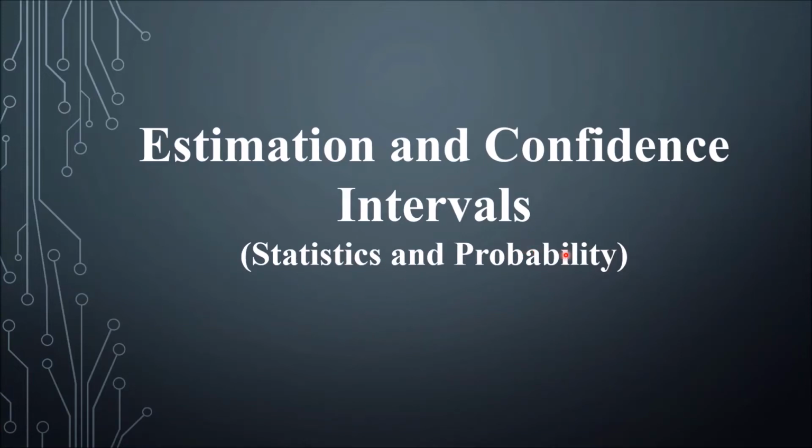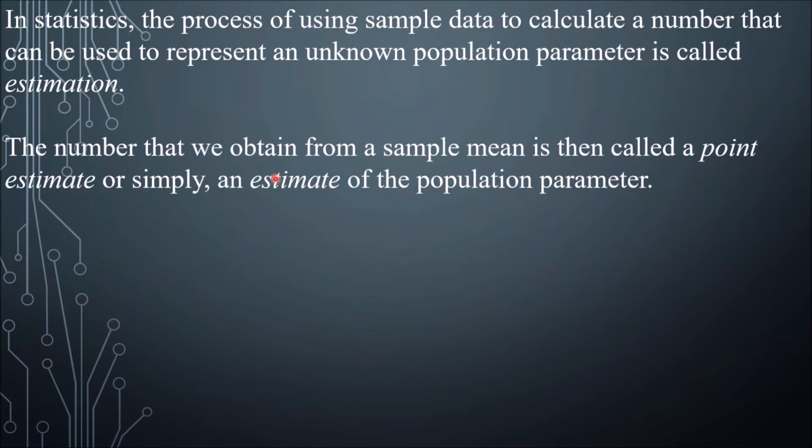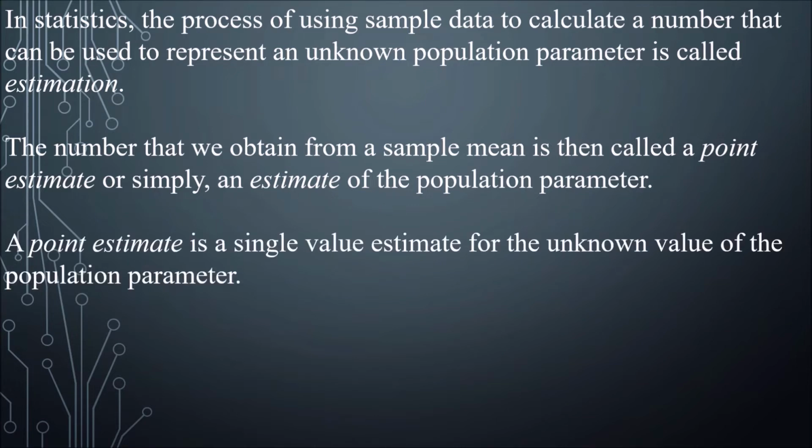Estimation and confidence intervals. In statistics, the process of using sample data to calculate a number that can be used to represent an unknown population parameter is called estimation. The number that we obtain from a sample mean is then called a point estimate, or simply an estimate of the population parameter. A point estimate is a single value estimate for the unknown value of the population parameter.